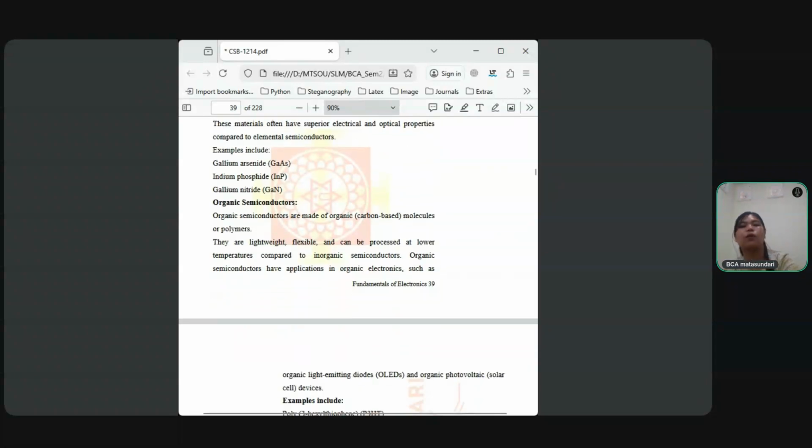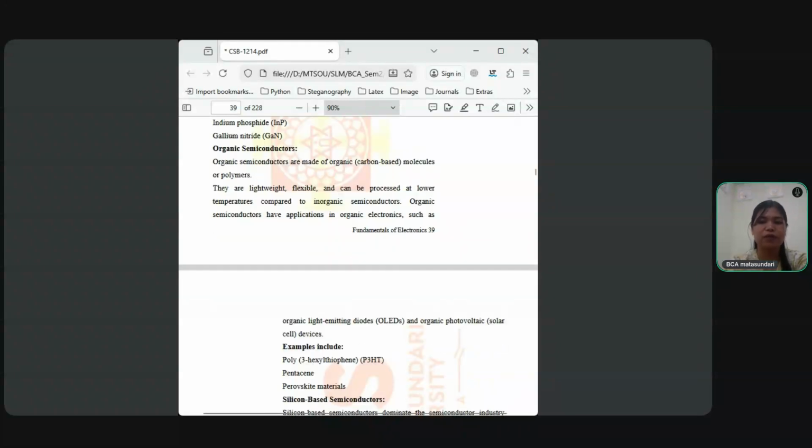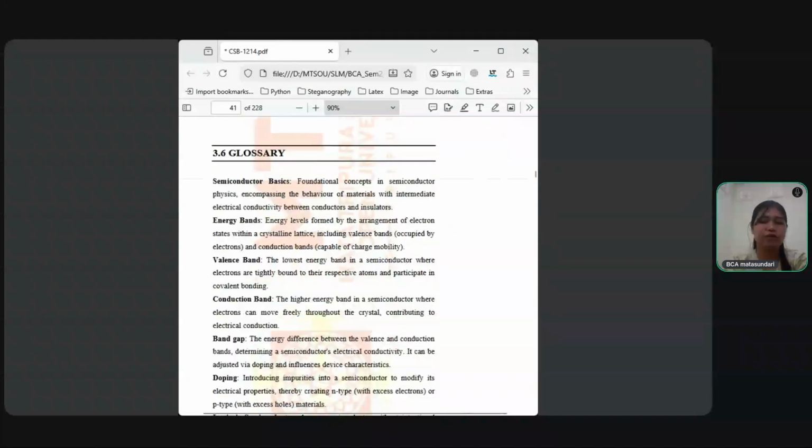And next is our organic semiconductor. Organic semiconductors are made of organic, that is carbon-based, molecules or polymers. They are lightweight, flexible, and can be processed at lower temperatures compared to inorganic semiconductors. So this is the end of our unit 3.